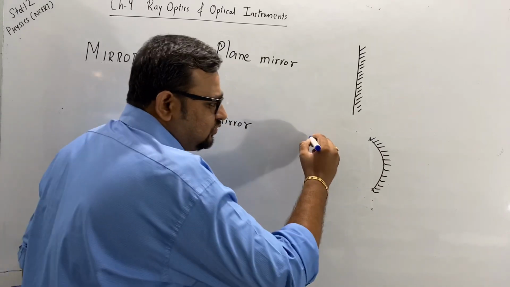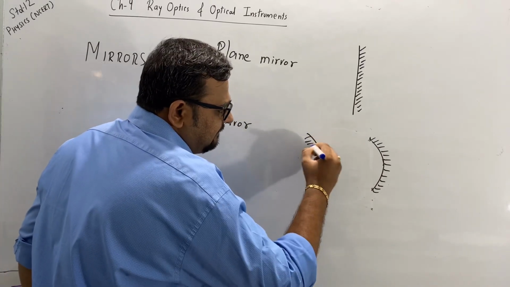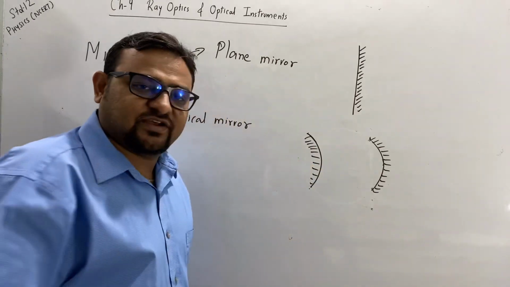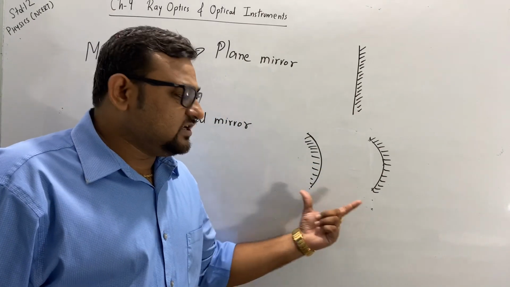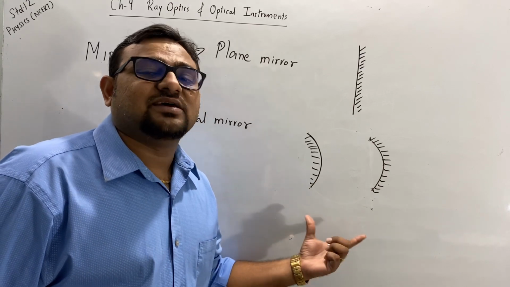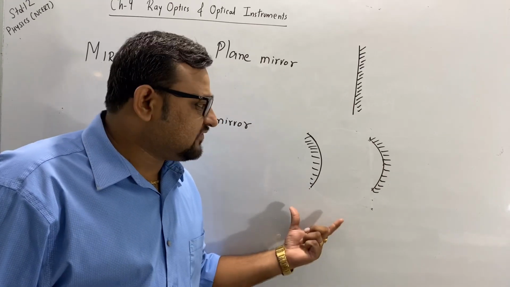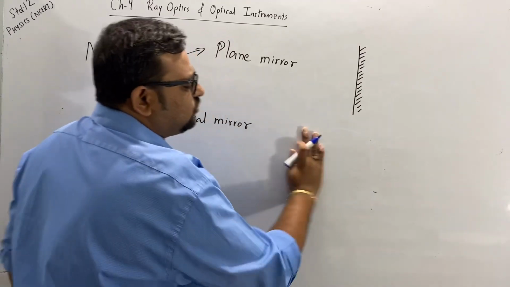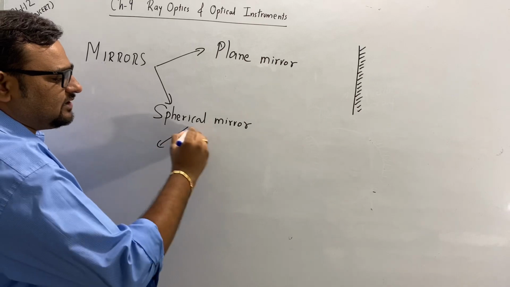You can also do it in this way. You can paint it on this side and make this the reflecting surface. Clear? So these are spherical mirrors, the mirrors that are made from a spherical shell. One of the surfaces is made reflecting and one is colored. So two types of spherical mirrors are there.